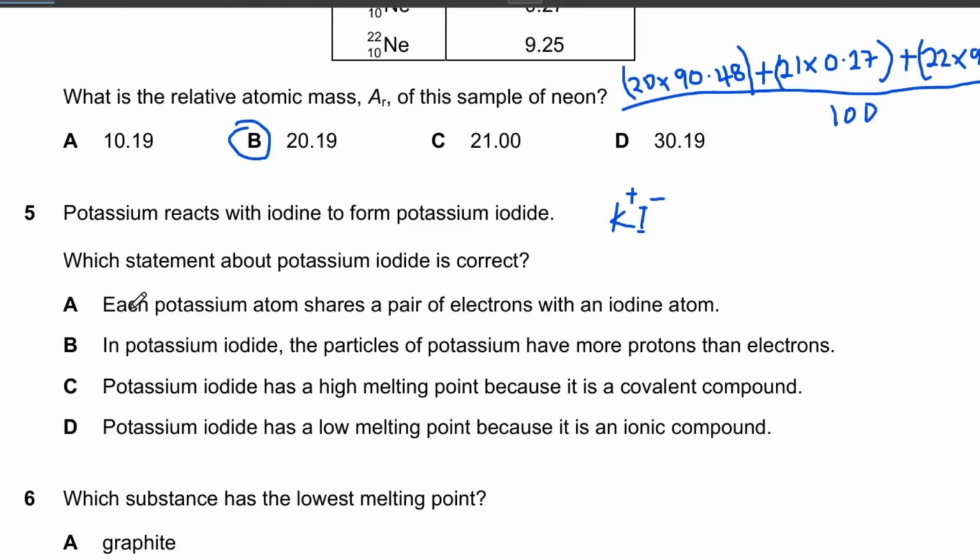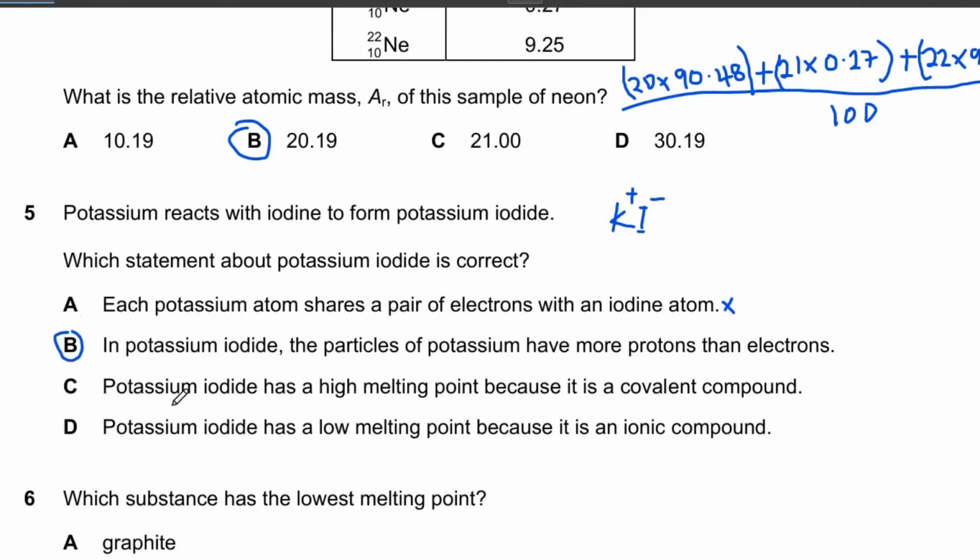So let's go to the options again. Each potassium atom shares a pair of electrons. Now this is an ionic compound. How do I know? Between a metal and a non-metal, positive and negative. So there's no sharing of a pair of electrons, so A is out. B. In potassium iodide, the particles of potassium have more protons than electrons. Yes, this is correct, because potassium will give out 1 electron to iodine, so that means it has more protons than electrons, because it loses 1 electron. So our answer is B.